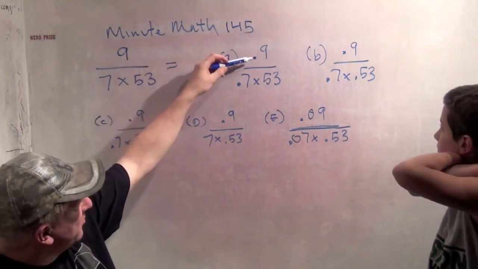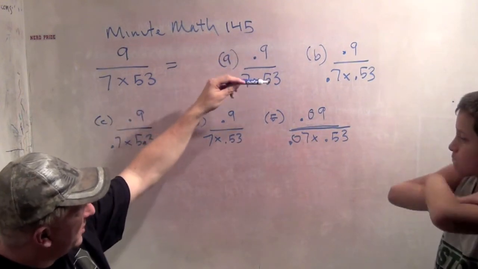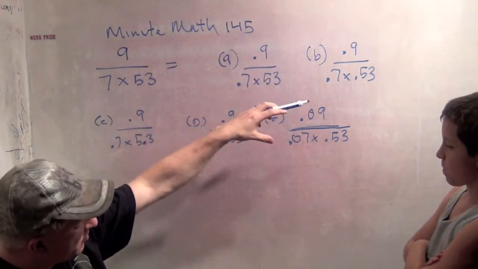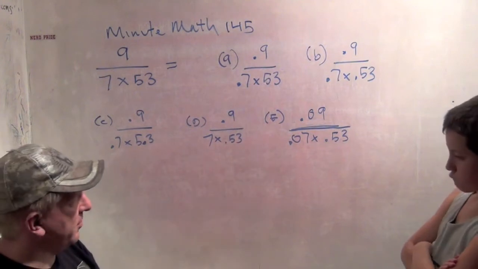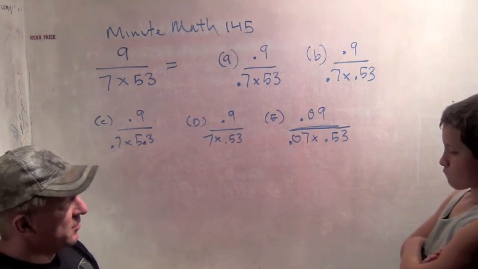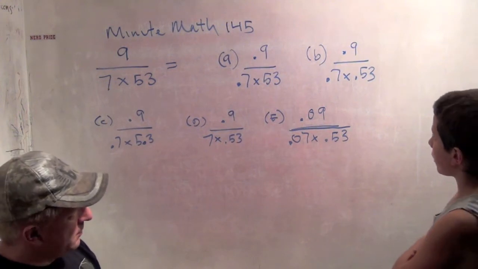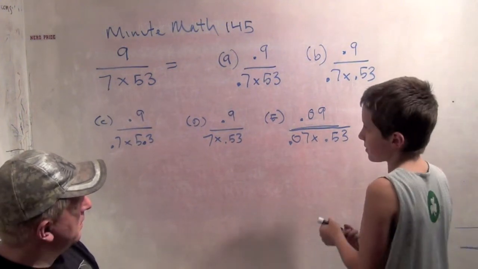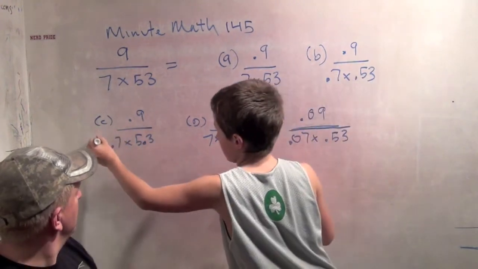Choice A is 0.9 over 0.7 times 5.3. Choice B is 0.9 over 0.7 times 0.53, and so on. Hopefully they all show up on camera, all the decimals. Since I wasn't here, tell me what you were thinking. Well, I was thinking one of these, C.